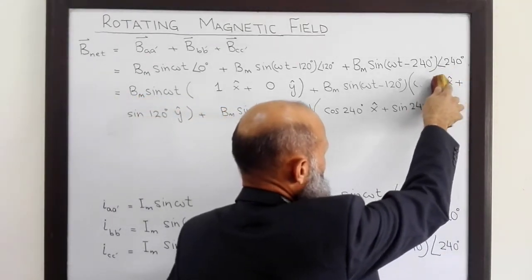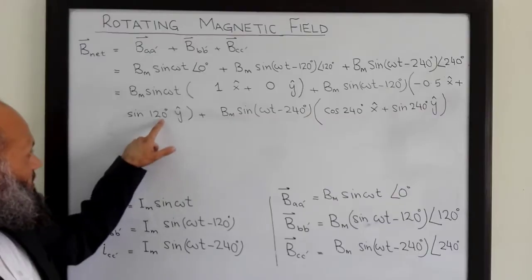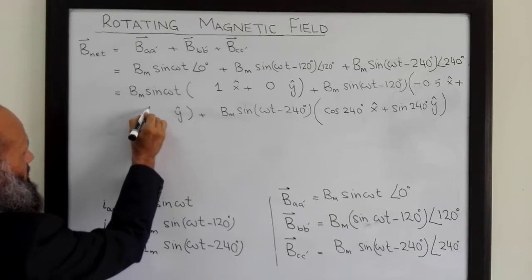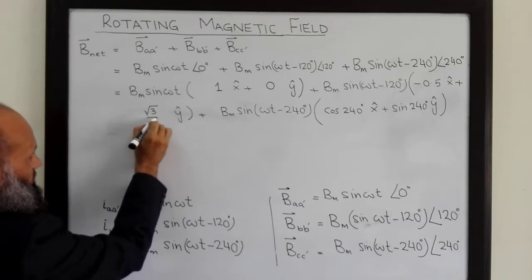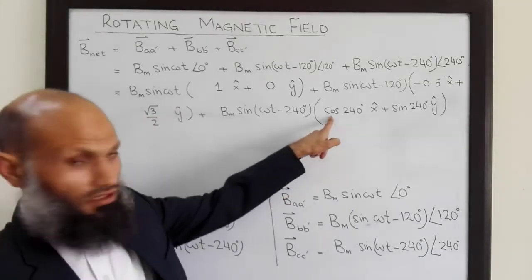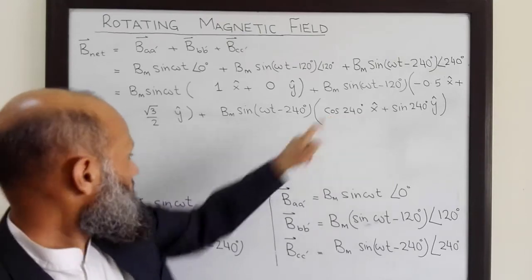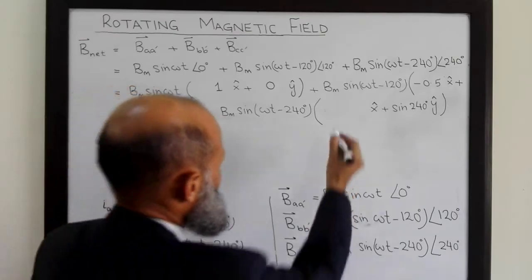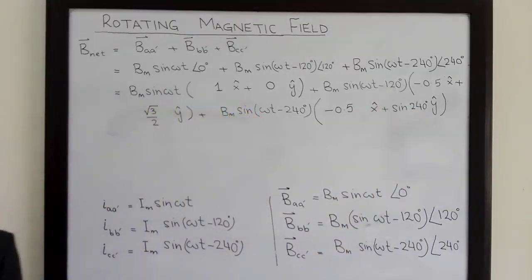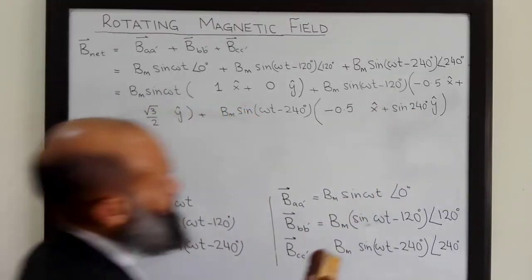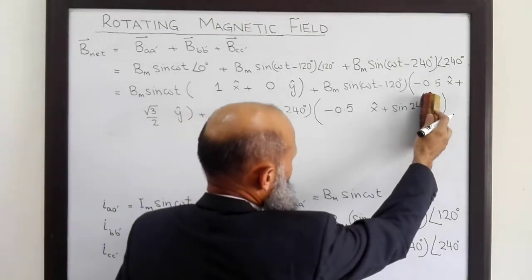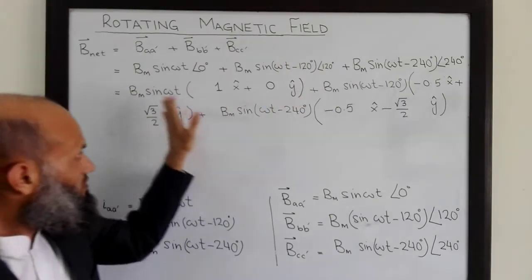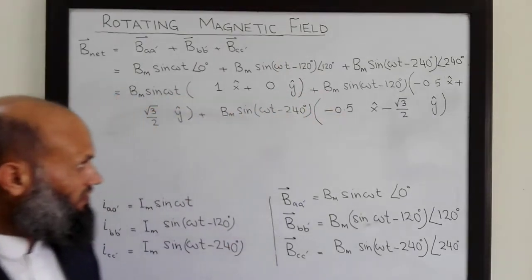You can use your calculators to find it. And sine of 120 degrees is equal to square root of 3 divided by 2. Likewise, cosine of 240 degrees also comes out to be equal to minus 0.5, and sine of 240 degrees is minus square root of 3 by 2. So we have decomposed these vectors into horizontal and vertical components.